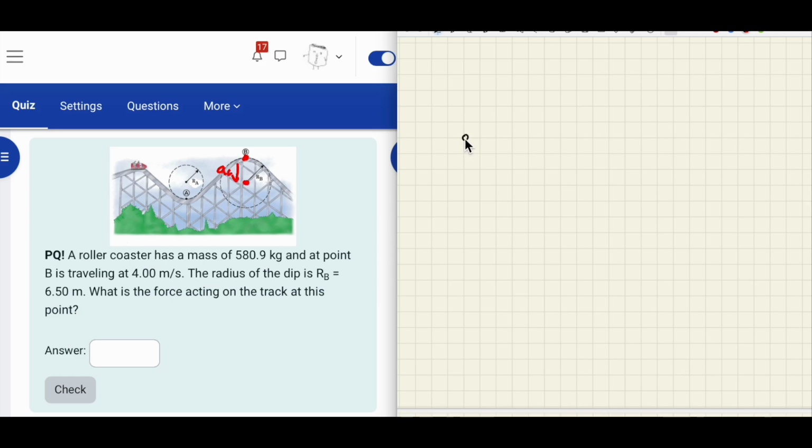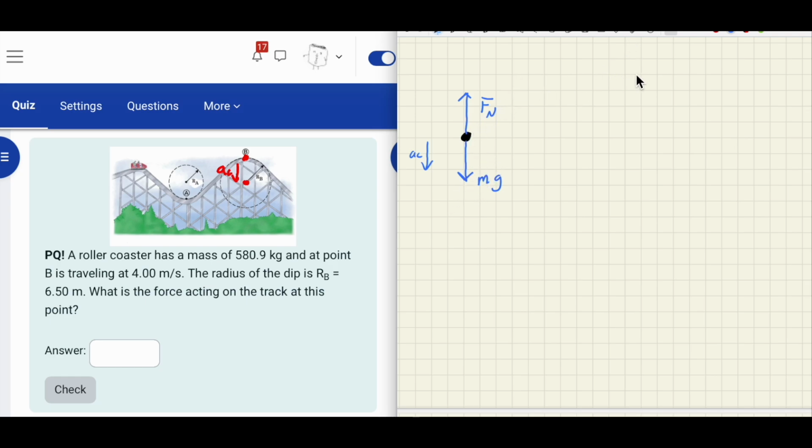So here is our roller coaster at position B. There are two forces acting on B. We have the weight of the roller coaster, mg, pointing down. And we have the normal force from the track pointing up, because remember, the normal force is always perpendicular to the surface. We also make a note that the centripetal acceleration is also pointing down. So the centripetal acceleration and the weight will both be negative. They're in the same direction.